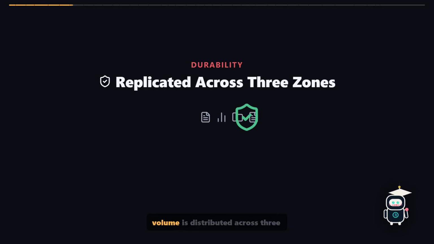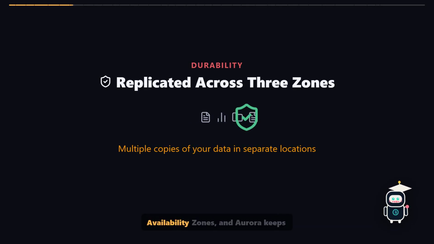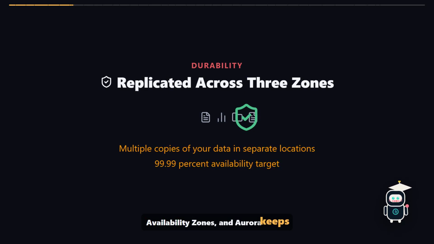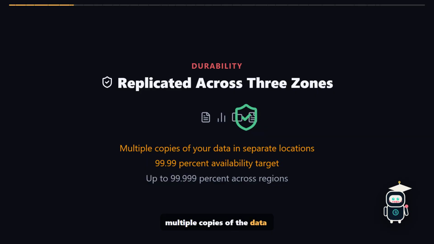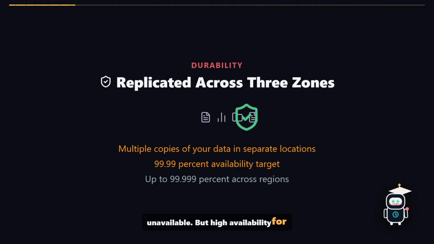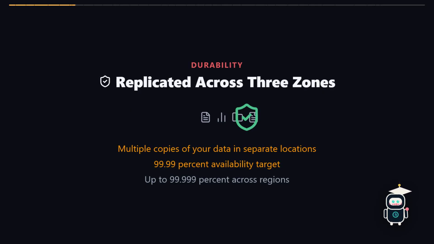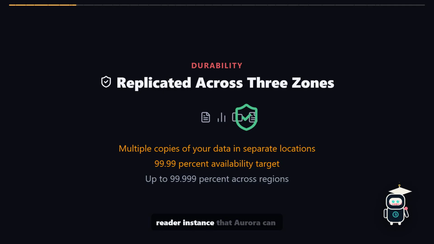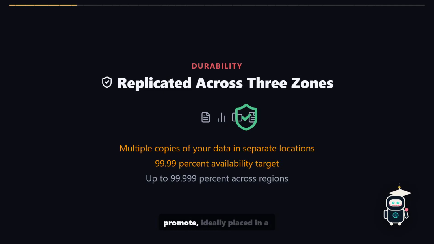Aurora's storage layer is designed for high durability. Your cluster volume is distributed across 3 availability zones, and Aurora keeps multiple copies of the data, so the storage remains resilient even if database instances become unavailable. But high availability for the application depends on more than durable storage. A fast writer failover requires a suitable reader instance that Aurora can promote, ideally placed in a different availability zone from the writer.